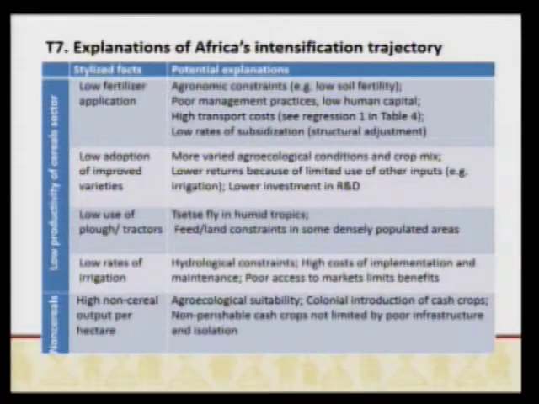So I'm not going to go through this graph. To some extent, we kind of know all these stories. Tom has done probably more work than anybody on low fertilizer use in Africa. But we need to weave them together and figure out why, especially the high density part of Africa, is not engaging in more sustainable intensification.